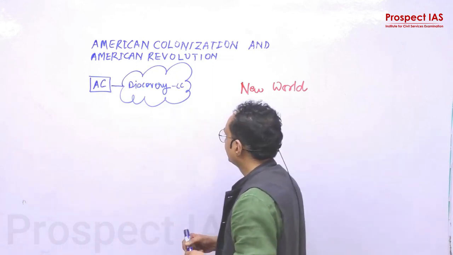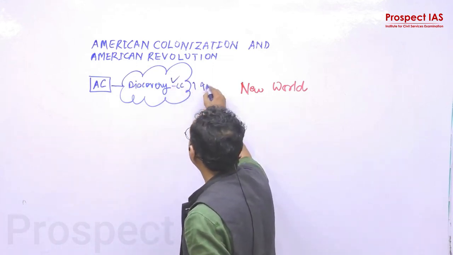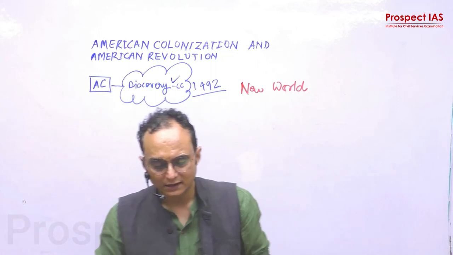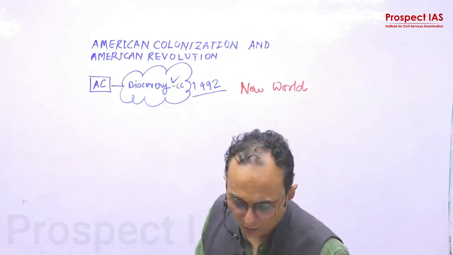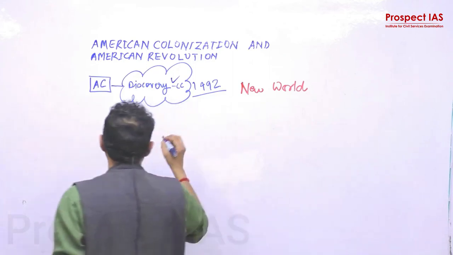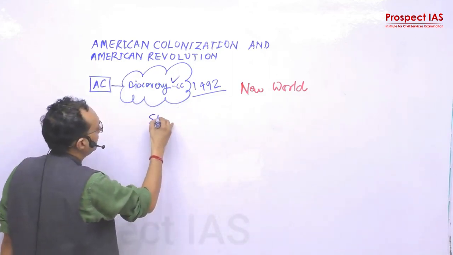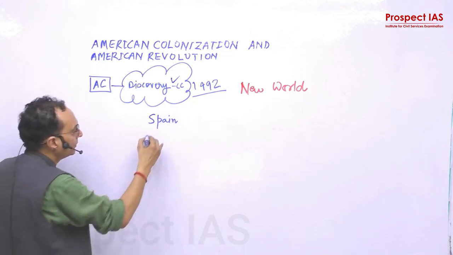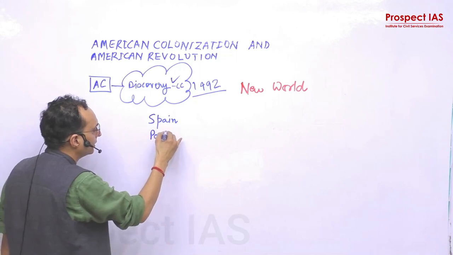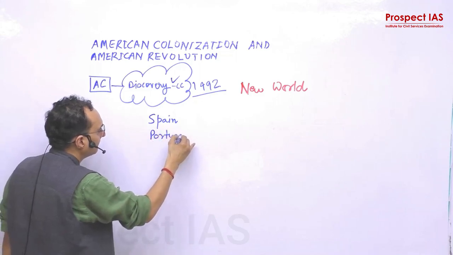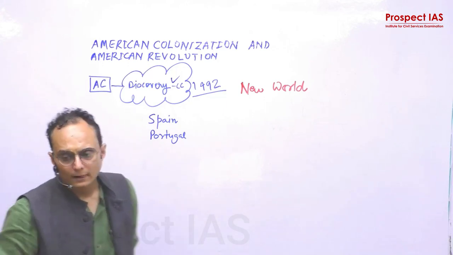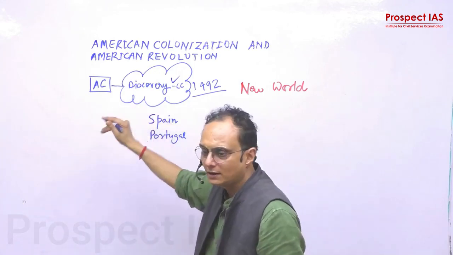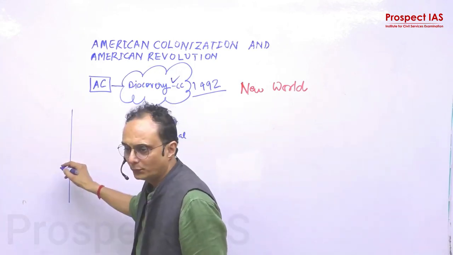So 3 important things: Christopher Columbus, 1492, and this supplementary story of Columbus and Amerigo Vespucci. Now, America was discovered, and that is under the aegis of Spain. Okay. Another competitive rival navigational force was Portugal. Okay? Portugal. So both the countries immediately reached America and divided it into 2 pieces.